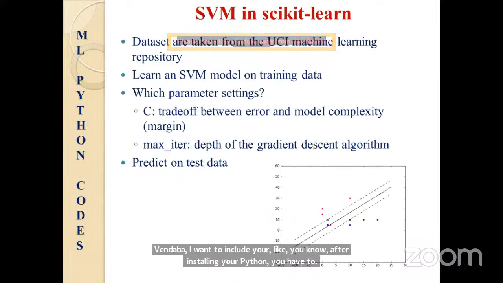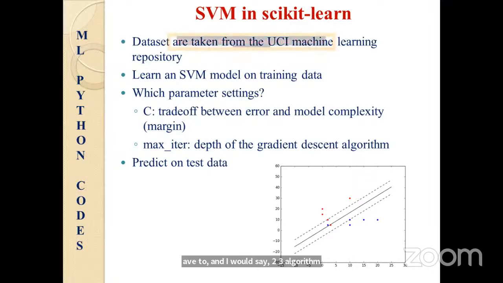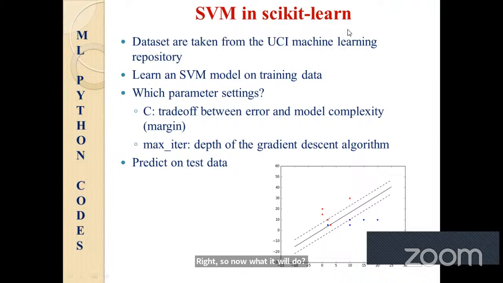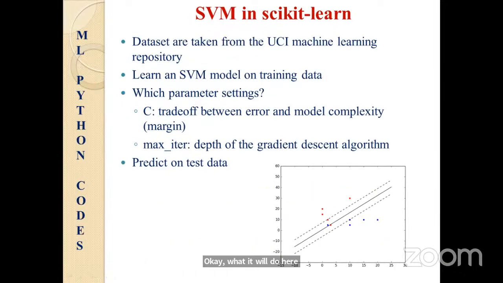So here I have some 2-3 algorithms explanation over here. So let me take the first one as SVM. SVM means, any idea? SVM is nothing but your support vector machine, right? It is one of the algorithms, right? So now what it will do? You can post your answer also in the chat. Okay, what it will do here is, okay, so support vector machine.